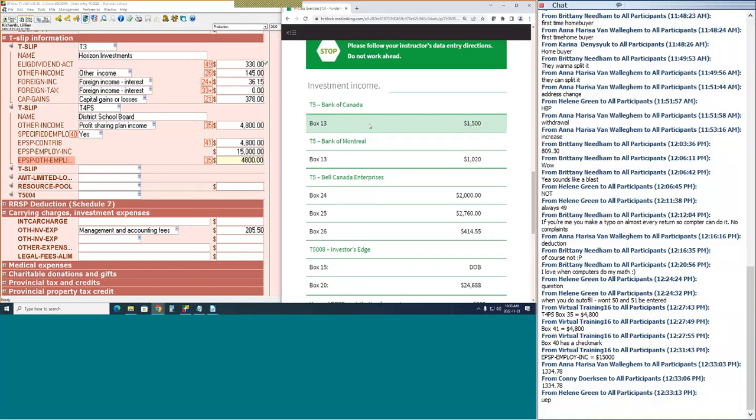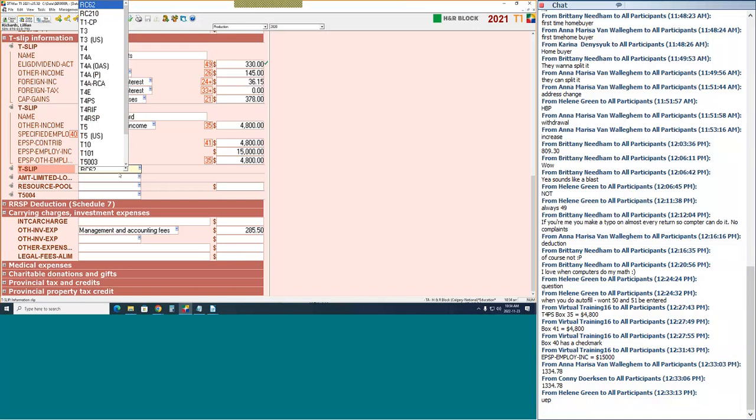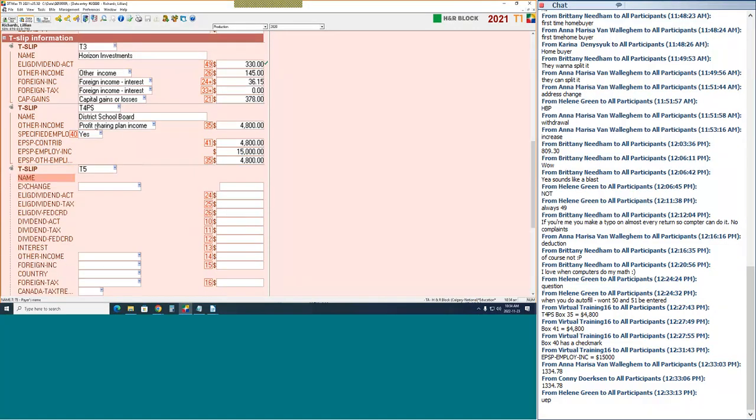Let's talk about some T5s. She has two of them, three of them. She has Bell Canada, or Bank of Canada, Bank of Montreal, and Bell Canada Enterprises. These ones are going to look very familiar. I want you to notice again on a T5 we have two options. There's T5 and then there is T5 US. T5 US is what you use if you have a foreign slip and all of the income is reported in US dollars and you don't want to have to type in the exchange rate. It will do the annual exchange rate without you doing anything else.